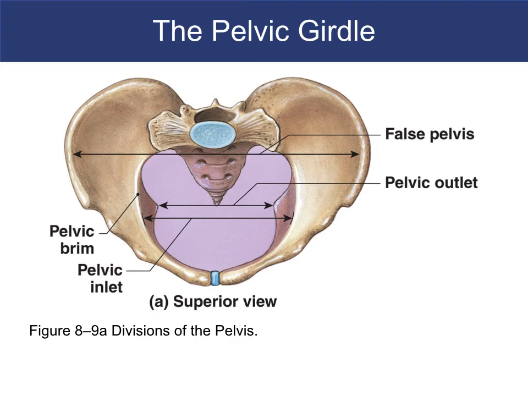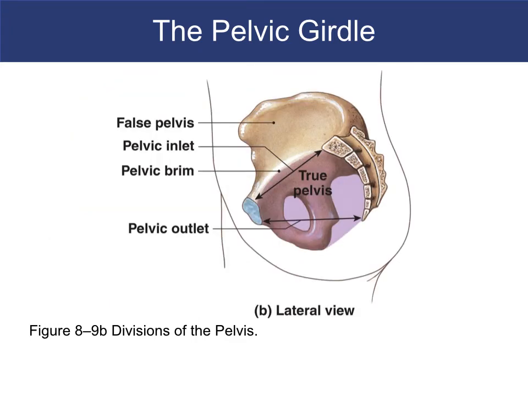This is looking down from the top. So here's the sacrum. There's the coccyx. Remember, L5 is going to sit right on top of the sacrum there. Looking at it from the side, the false pelvis is above the line there. Down here is the true pelvis.